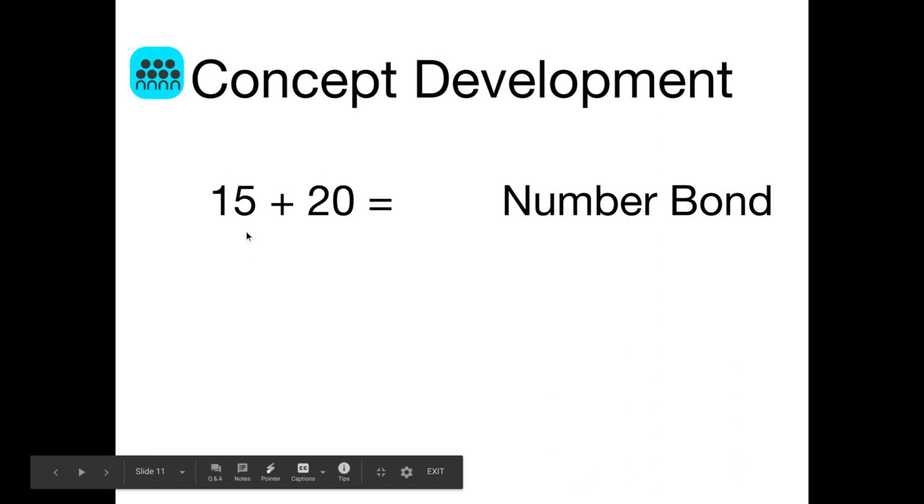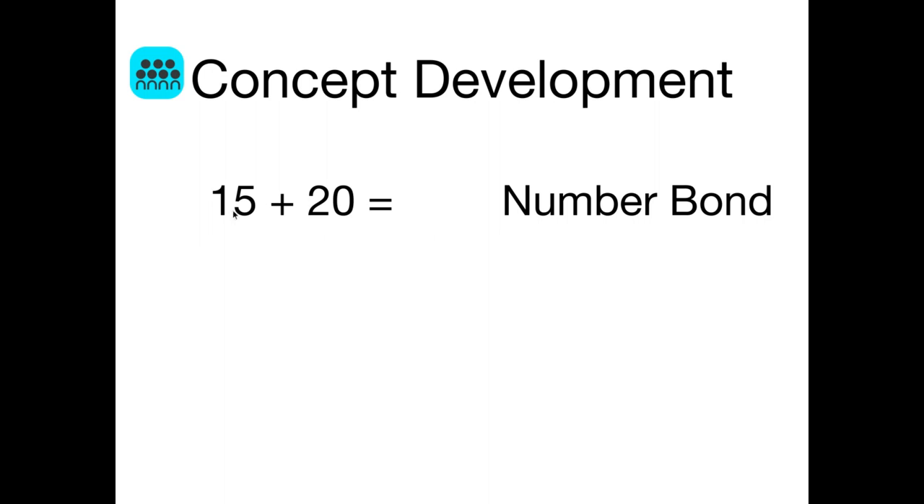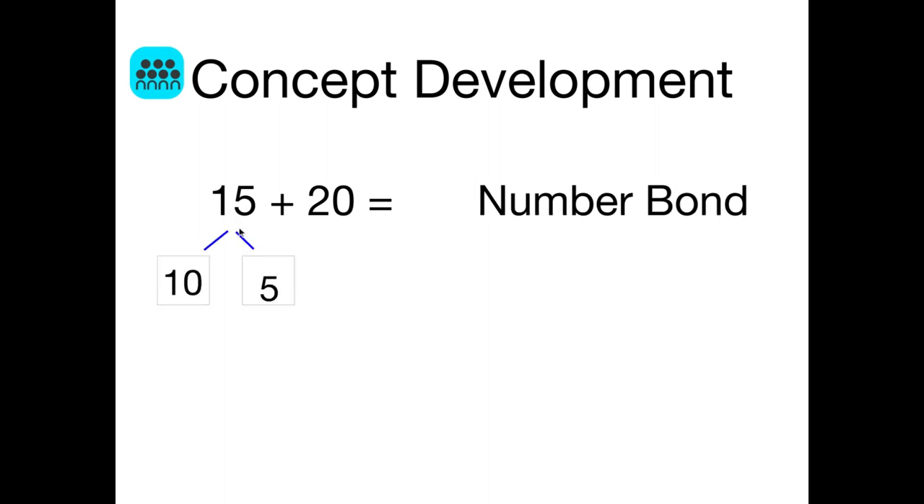Let's look at our next one. 15 plus 20. For this problem, let's try using the number bond strategy. The first thing I'm going to do is look at this first number here, and I want to take the number 15 and split it into my tens and my ones. So I've taken the 1 ten and put it here, and I've taken the 5 ones and put it over here. Now, when I use my number bond to separate, it can show me how many tens are in a number and how many ones are in a number.